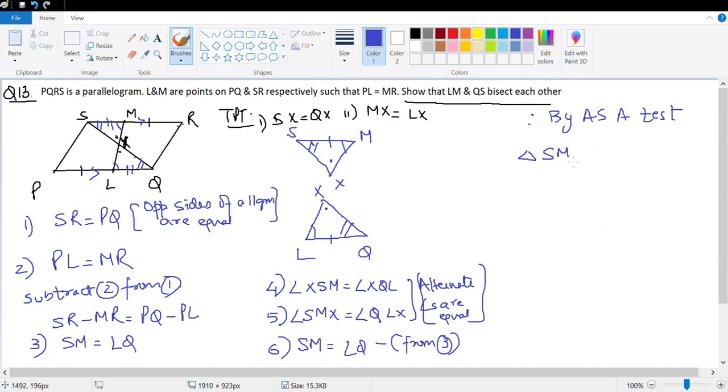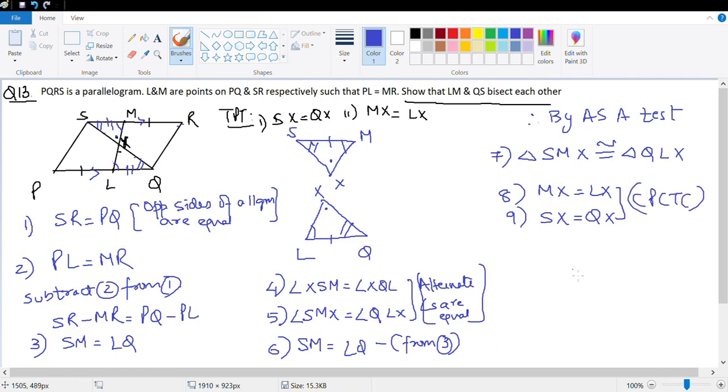Therefore, by angle side angle test, triangle SMX is congruent to triangle QLX, S is congruent to Q, M is congruent to L, X is congruent to X. So this is my number 7, which gives me MX is equal to LX and SX is equal to QX. This is CPCTC. Therefore, LM and QS bisect each other.